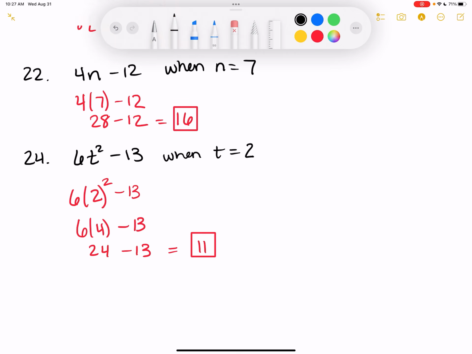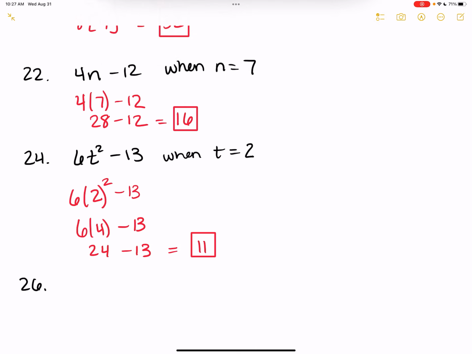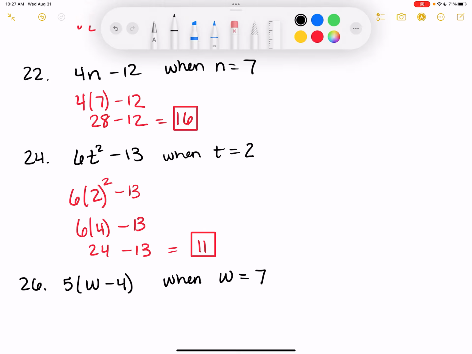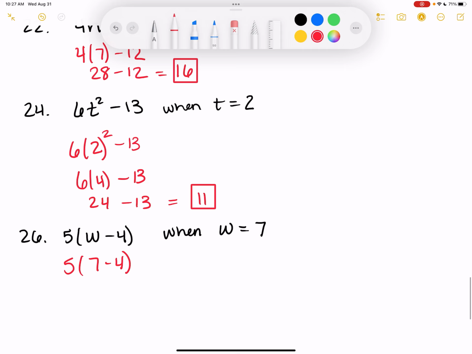Let's see, 26. 5 times w minus 4 when w is equal to 7. So we're going to plug in 7. So we have 5 times 7 minus 4. So what do I do first with this one? Parentheses. So 7 minus 4 is 3. So I'm going to have 5 times 3, which is 15.